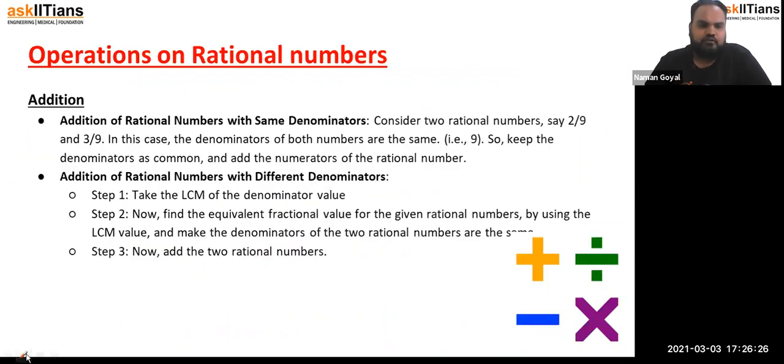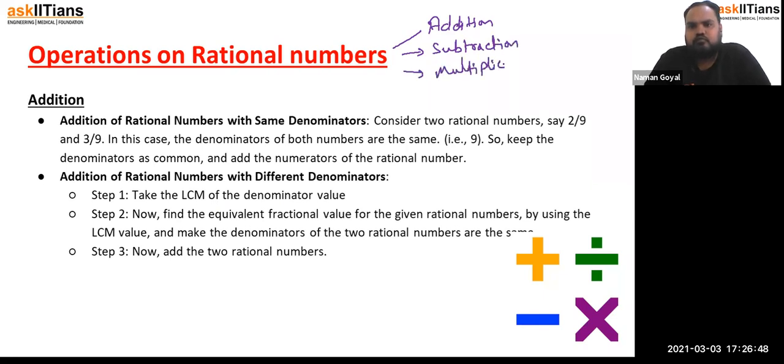Okay, now next concept, operations on rational numbers. In this part, we are going to learn about four rational number operations. First is addition, second is subtraction, next multiplication, and the fourth one is division.